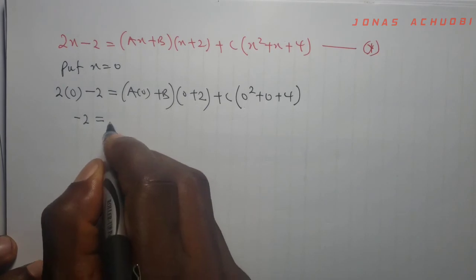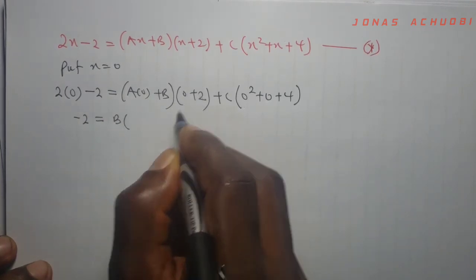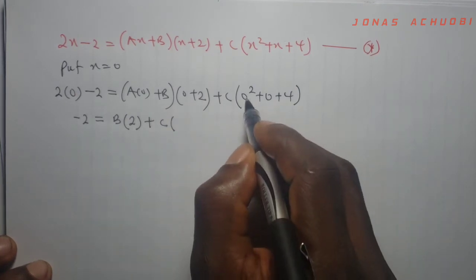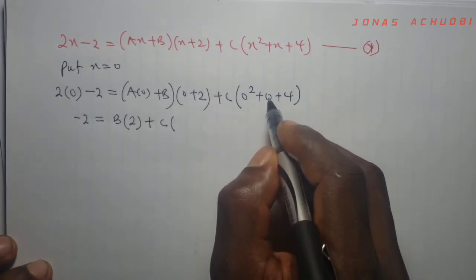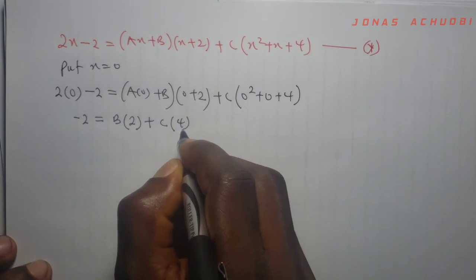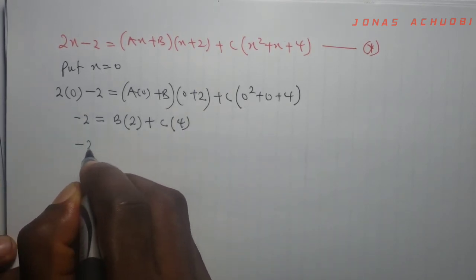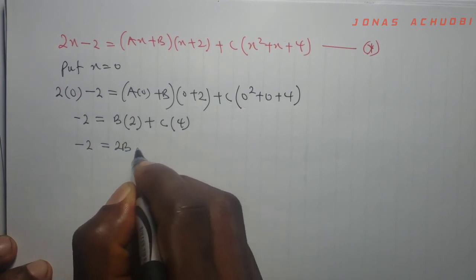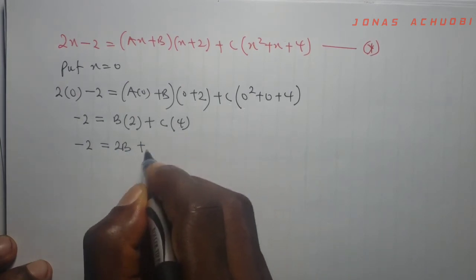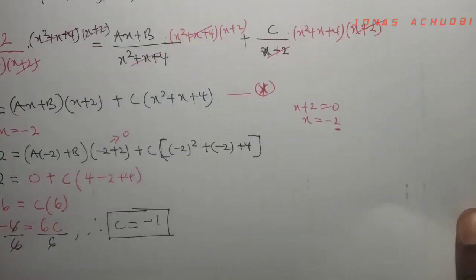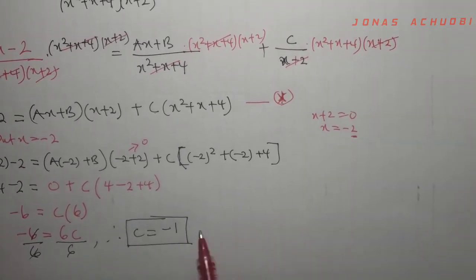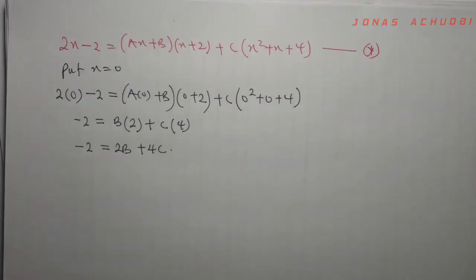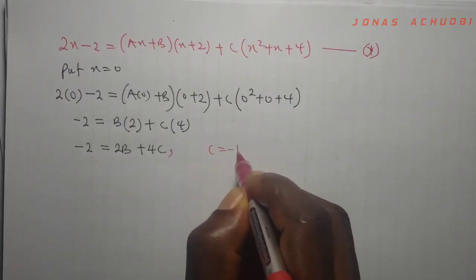What is left there is b. So b, 0 plus 2 is 2. Plus c into 0 squared is 0, 0 is 0. This is 4. Plus 4. So we now have minus 2 equal to 2 times b is 2b plus c times 4 is 4c. You should recall that we already have our c as what? Minus 1. So we have c already as minus 1. C is equal to minus 1.